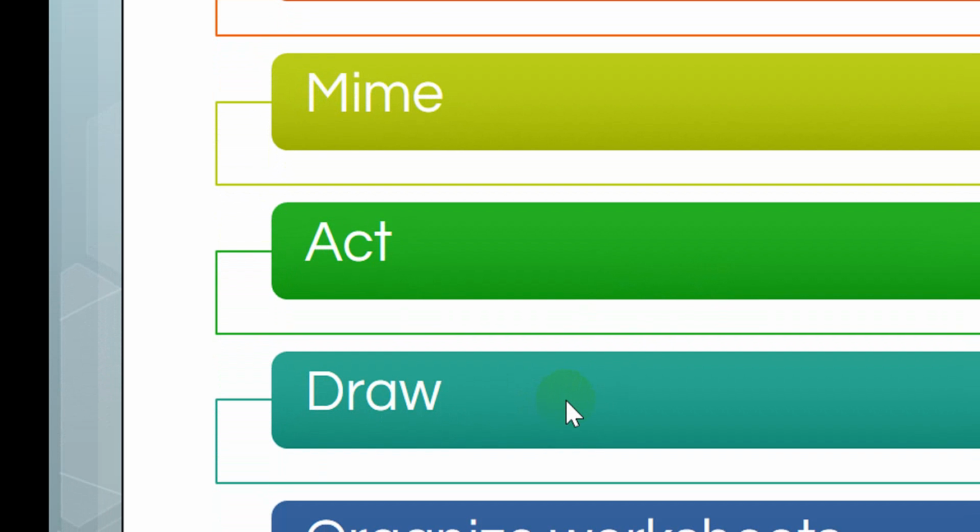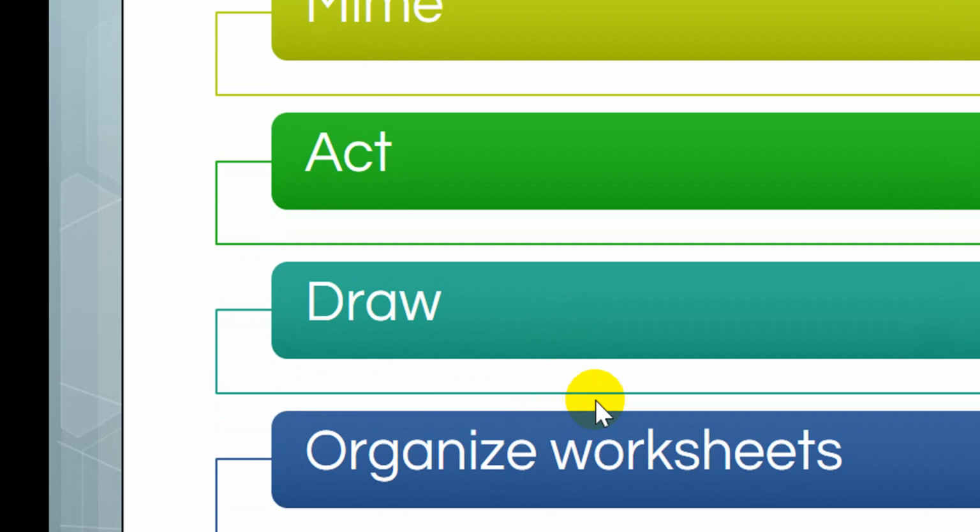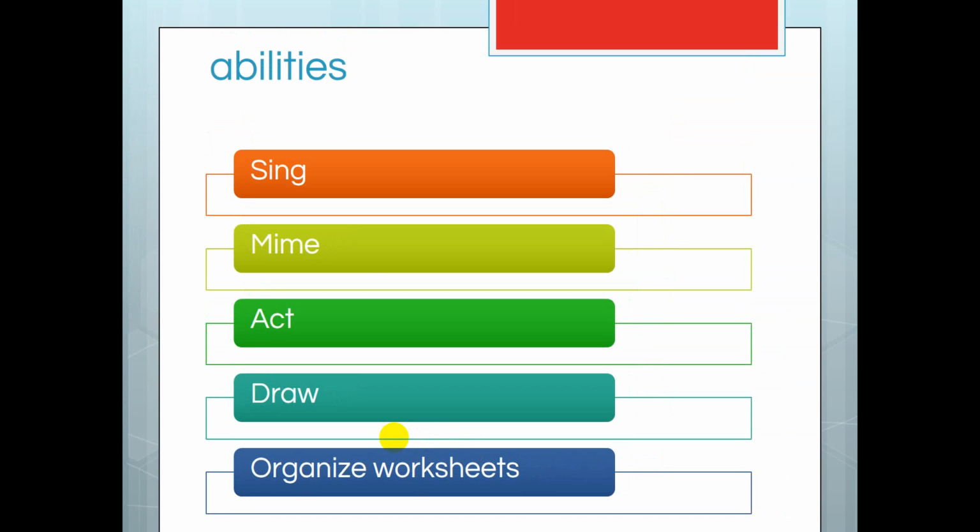Next is ability to draw. Okay, you have to draw things. Sometimes we do it on the board. Okay, again, like singing, I do not expect that you have the ability of drawing like an artist or a painter. No, but as long as it is a very clear drawing, it's enough. The last one is ability to organize worksheets. They have to do exercises, so they have lots of worksheets. Okay, you have to be able to find worksheets and organize the worksheets.